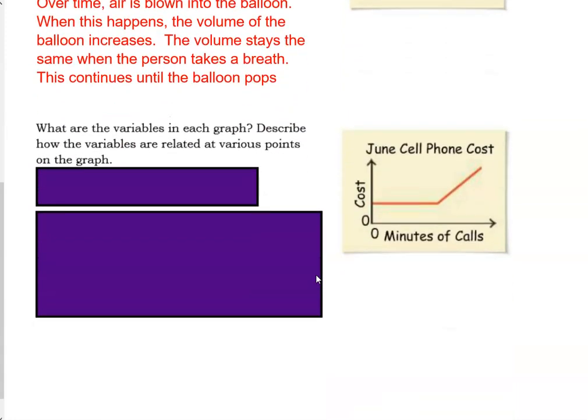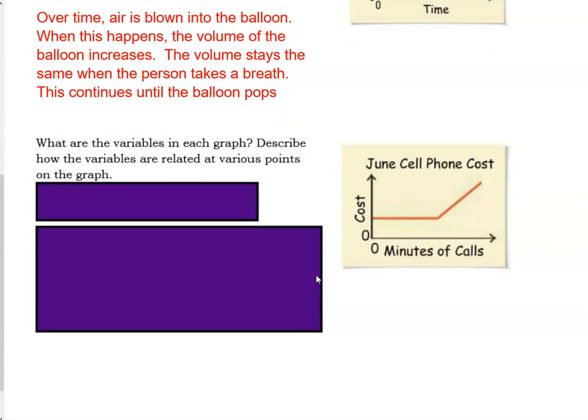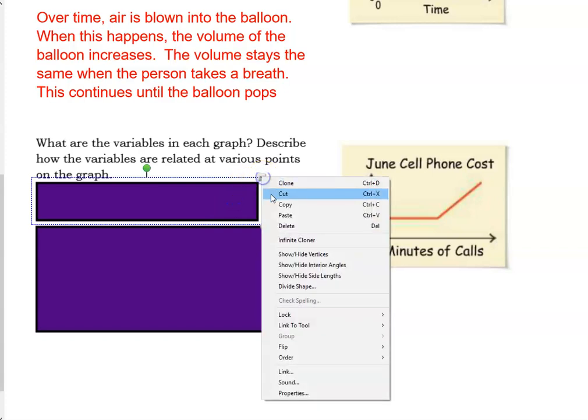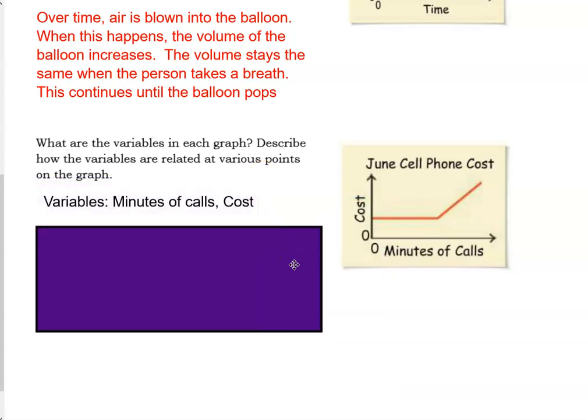So let's take a look at the next one. What are the variables in each graph? And describe how the variables are related at various points on the graph. So if we take a look at this diagram, we are looking at the June cell phone cost. I know that a lot of you don't pay your own cell phone bills, but if we take a look at the variables, the things that are changing, we have the number of minutes in the call and the cost of the actual call. So our two variables are going to be the minutes of the calls and the cell phone cost.